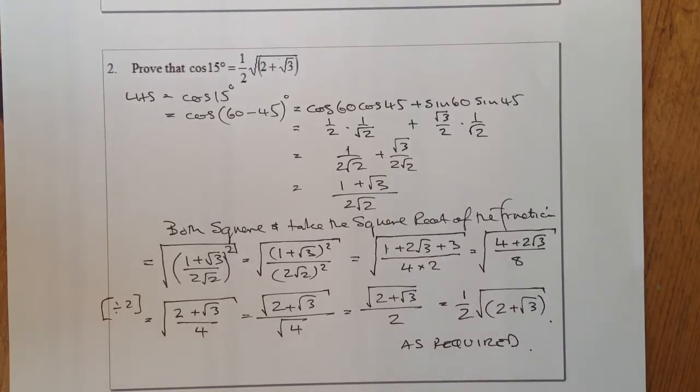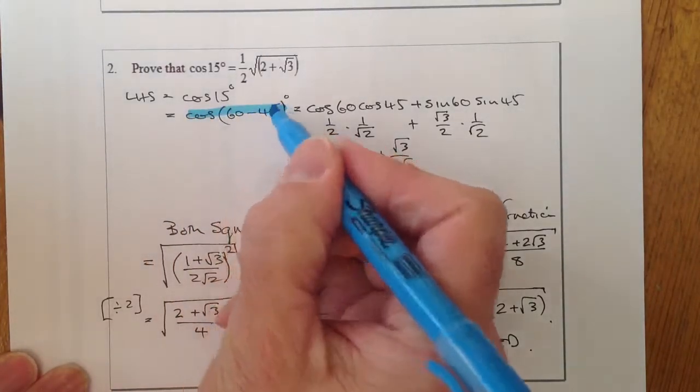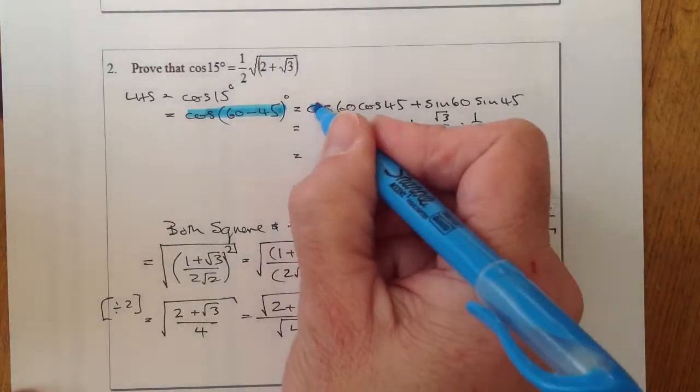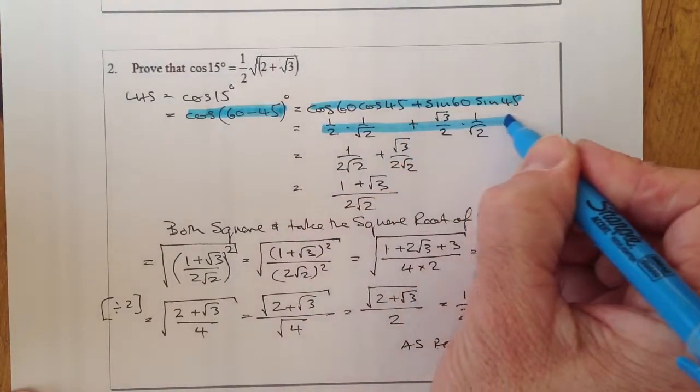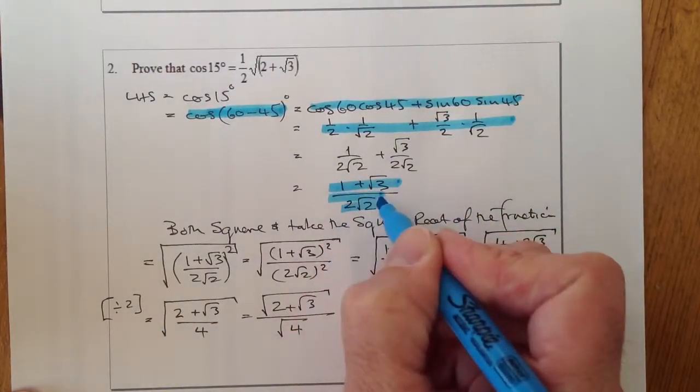And let's see how we're going to get the marks for that. Right, so first mark I'm going to get for simplifying cosine 15 into 60 minus 45. Or if you use the 45 minus 30, that would work also. I'm going to get 1 mark for expanding out the formula. I'm going to take 1 mark for substituting in the values from the table of exact values, and I'll get another mark for this one here.